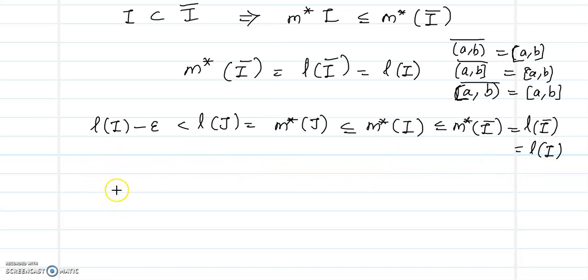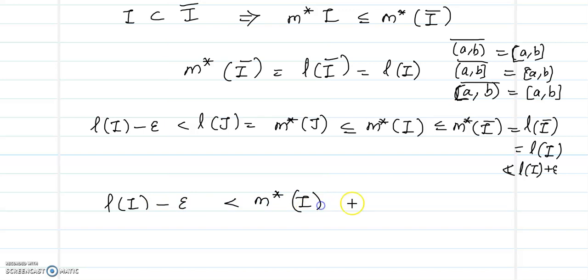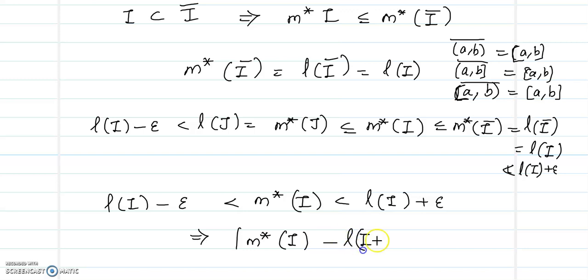So now from here, for this inequality, length of I will be less than length of I plus epsilon. So this inequality would give me L of I minus epsilon less than m star of I less than L of I plus epsilon. So that would give modulus of m star of I minus L of I is less than epsilon.